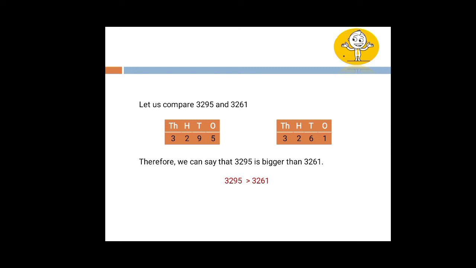So which one is bigger, 9 or 6? Yes, 9. So here we can say that 3295 is bigger than 3261. So the crocodile will eat which number? It will open its mouth to which number? The bigger number. Yes.